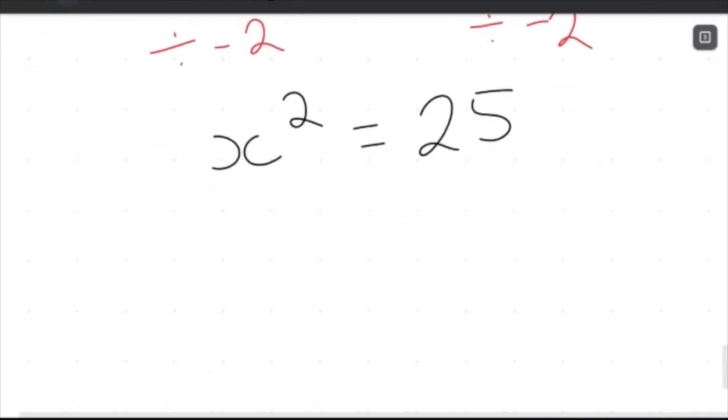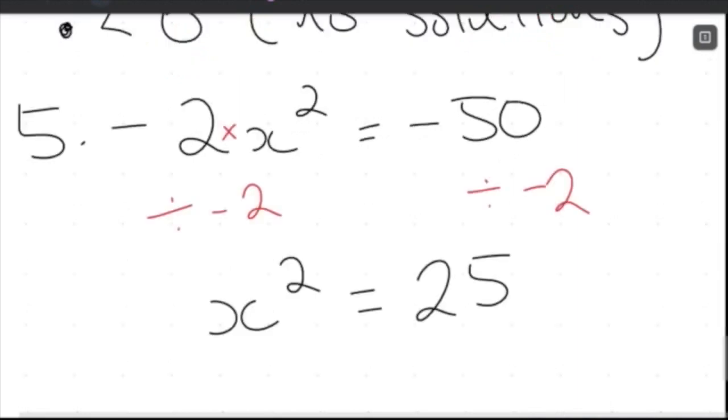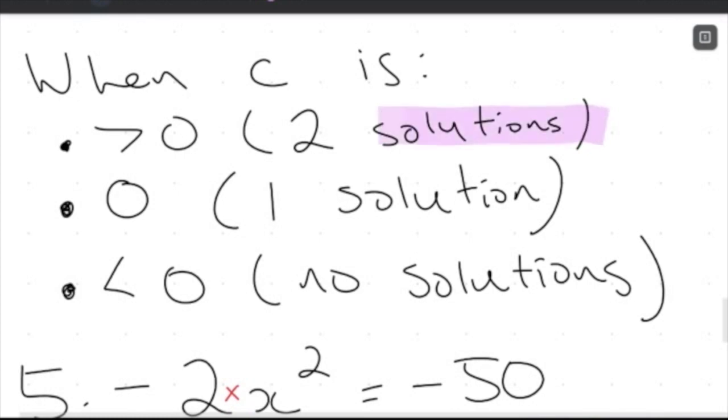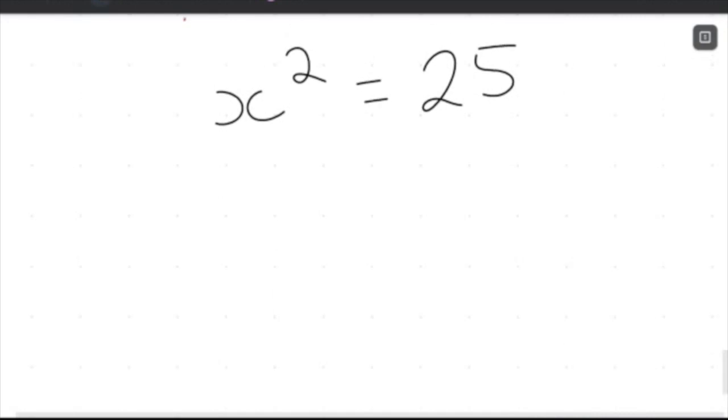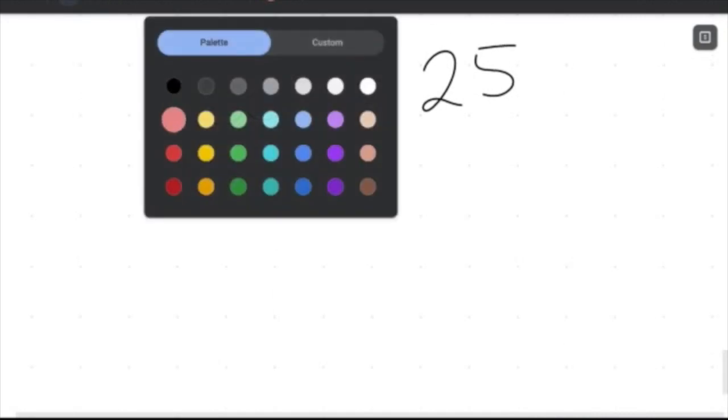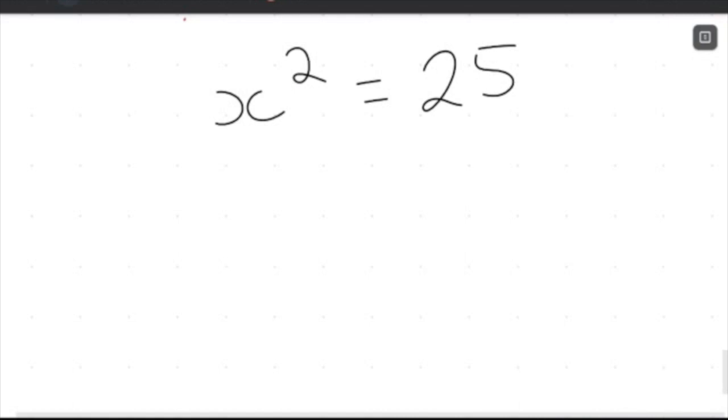And now that we have it in this form that we've been used to seeing, we're stripping away to get it to this form: x squared equals something. And the sign of this number can give us a hint as to how many solutions we'd expect. So this 25 is greater than 0, so we would expect to get 2 solutions. And we find that out by, well, I have x squared equals 25. x squared is a perfect square, and 25 is also a perfect square.